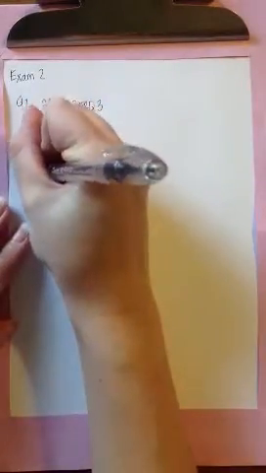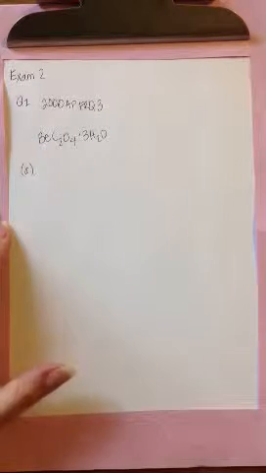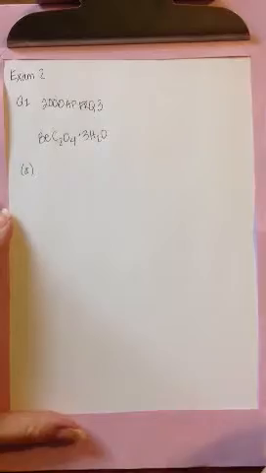This is exam 2 on reactions. It's question 1 on the exam, which comes from the 2000 AP exam, question number 3. The first part, part A, says calculate the mass percent of carbon in the hydrated form. So basically we need to figure out by mass how much is carbon compared to everything else.